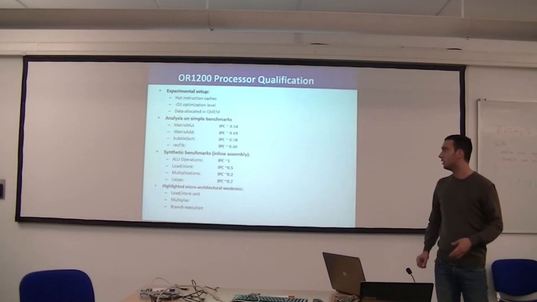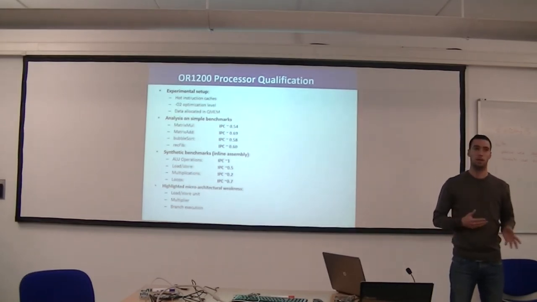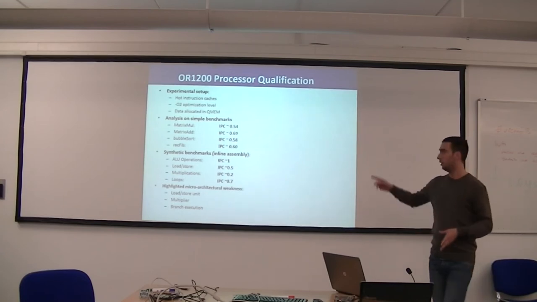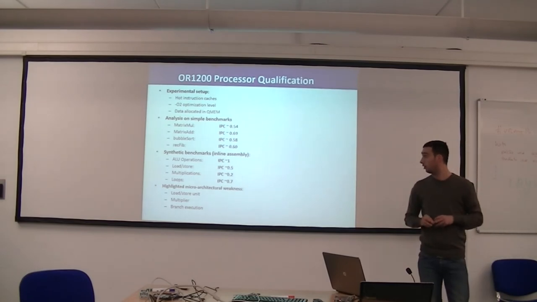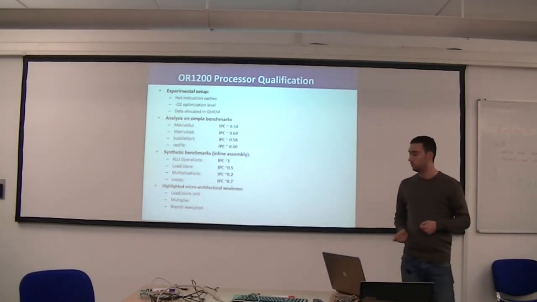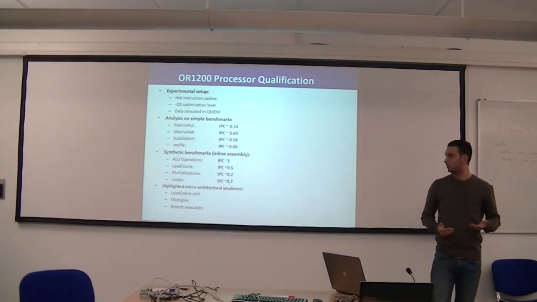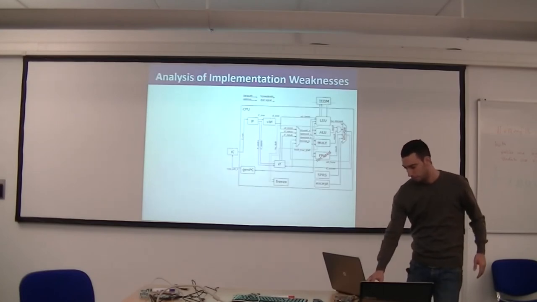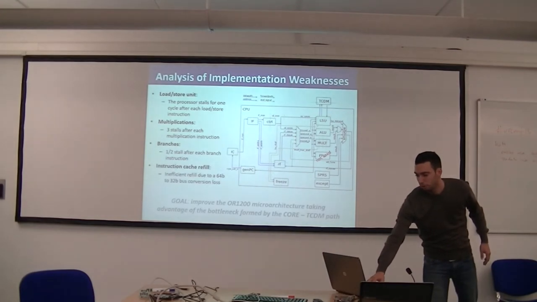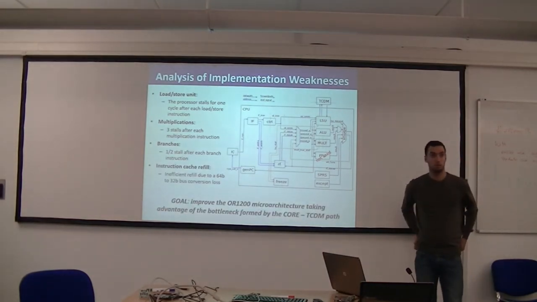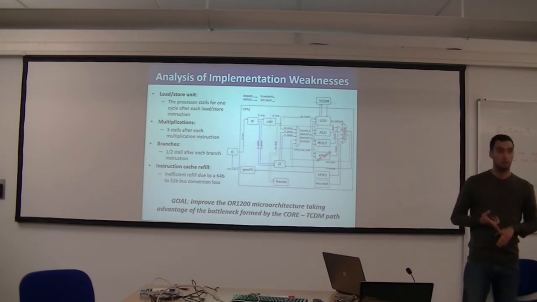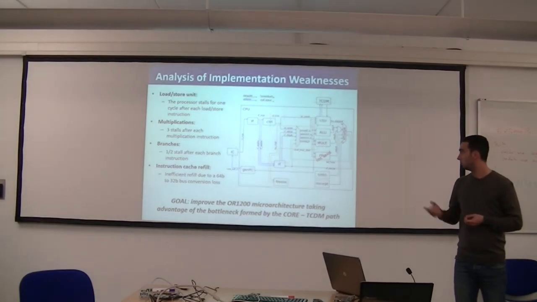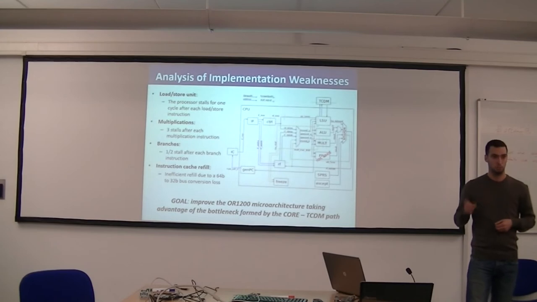But we have measured the IPC and it was quite low, so we tried to get deeper into the architecture, making a synthetic benchmark to verify different classes of instructions. We have seen that there were a lot of problems with the load store operation, multiplication, and loops. So this analysis highlighted some microarchitectural weaknesses in the load store unit, the multiplier, and the branch execution. Starting from the load store unit, we have seen that each load store operation toward the QMEM or TCDM actually takes 2 cycles to be accomplished.